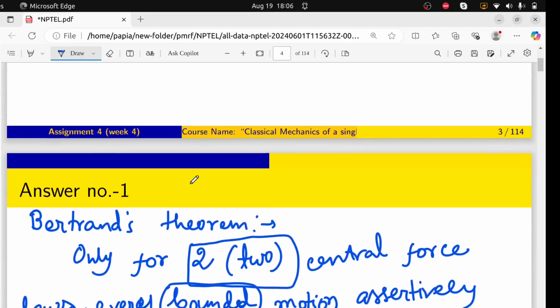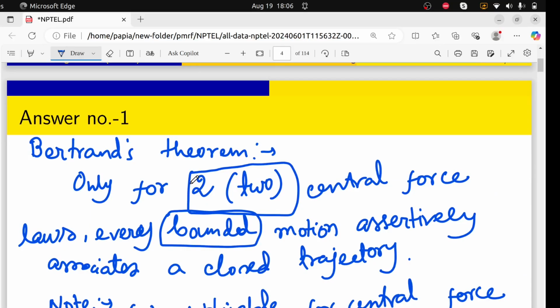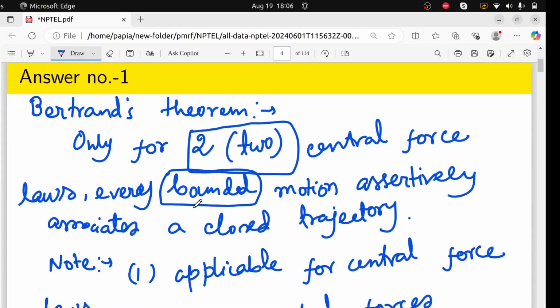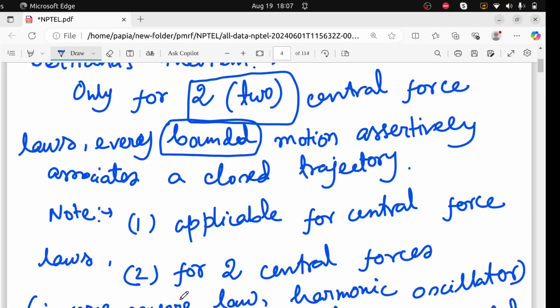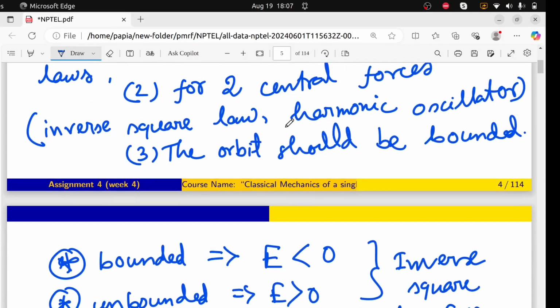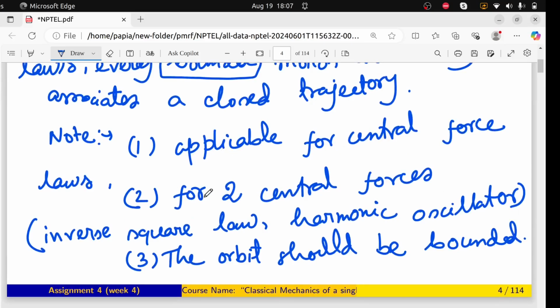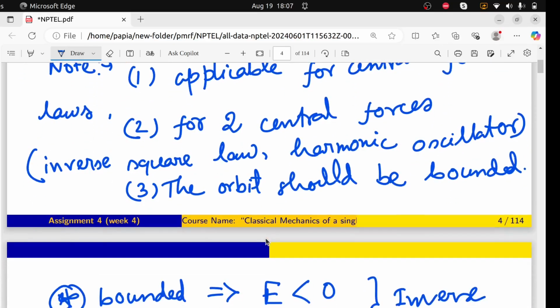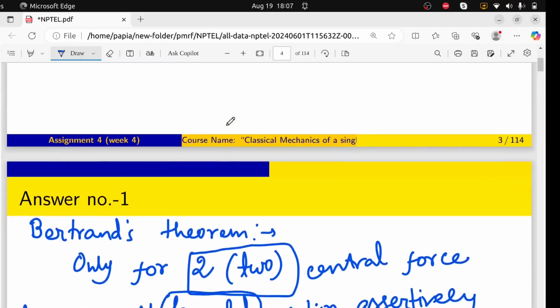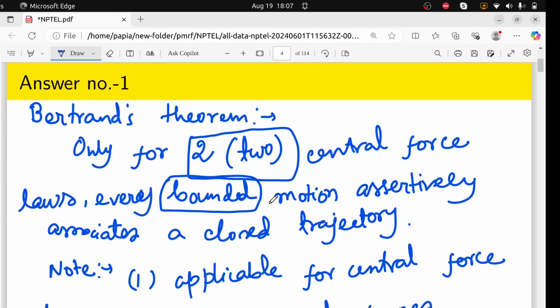Now come to the question. What did Bertrand's theorem tell us? It tells us that only for two central force laws, the inverse square law and the harmonic oscillator, every bounded motion will have a closed trajectory. So it is applicable for central force laws, specifically these two, and the orbit should be bounded so that the trajectory will be closed.